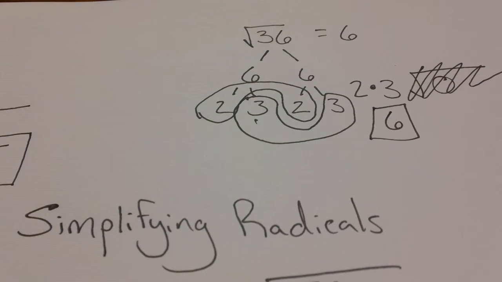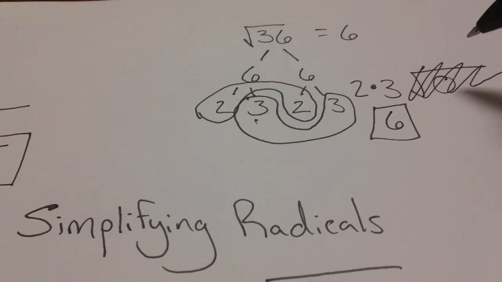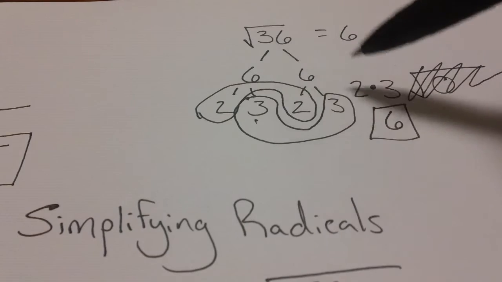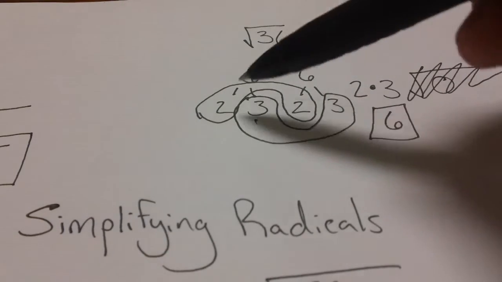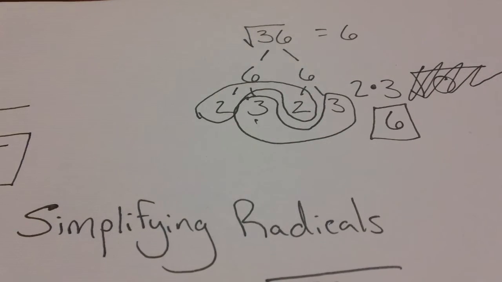So this method will still work on numbers that have perfect squares. You just won't get any numbers to put under that square root. So don't be alarmed if you get all of your numbers being pairs. It just means that number is a perfect square.